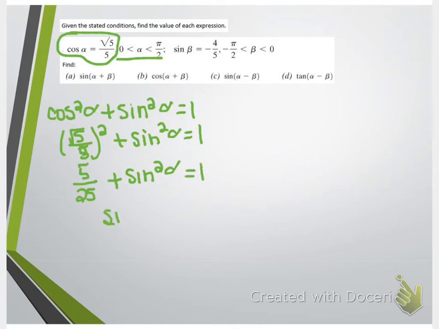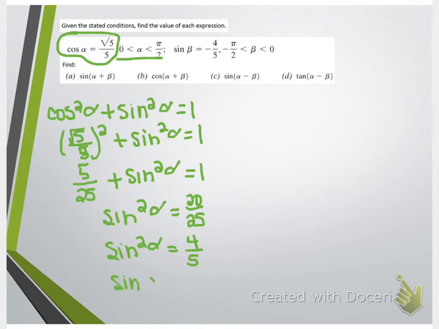Subtract the 5 over 25, and we get what? So 25. What did I drop? Okay, nothing. Let's see. So 25 over 25 minus 5 over 25 is going to give me what? 20 over 25, which I probably need to reduce to 4 over 5. And then I'm going to take the square root of both sides.